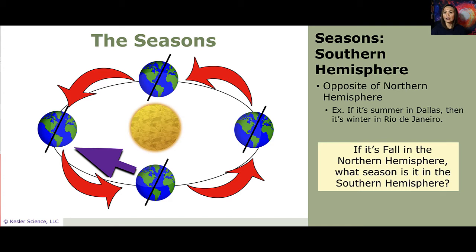Let's take a look at the seasons. Now, the seasons in the Southern Hemisphere are pretty much the opposite of the Northern Hemisphere. For example, if it is summer in the Northern Hemisphere, such as, let's say, in Dallas, Texas, it is winter in the Southern Hemisphere, such as in Rio de Janeiro. Now, here's a question. If it's fall in the Northern Hemisphere, what season is it in the Southern Hemisphere?